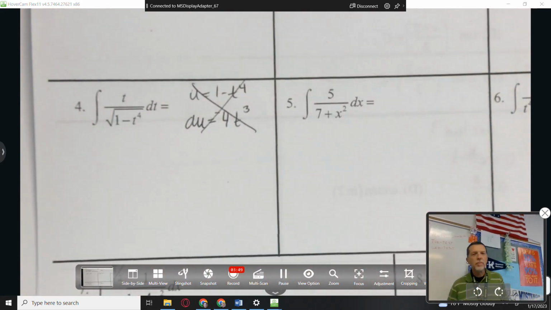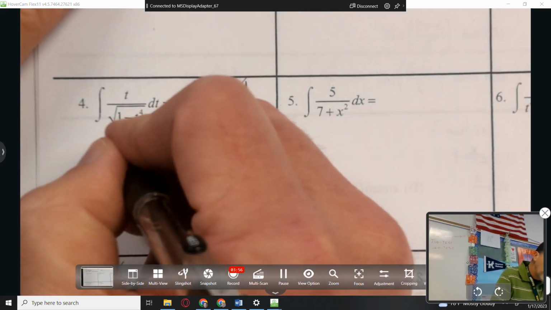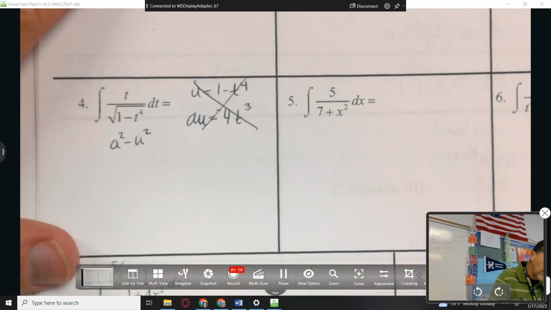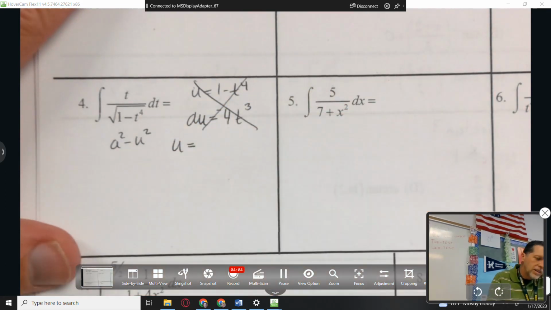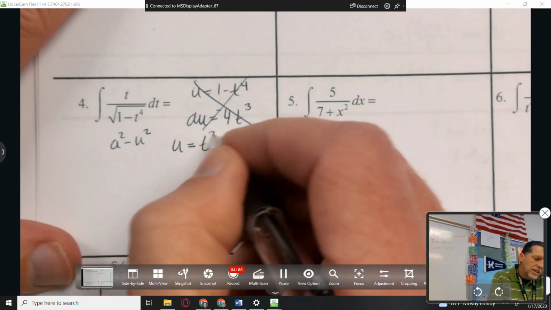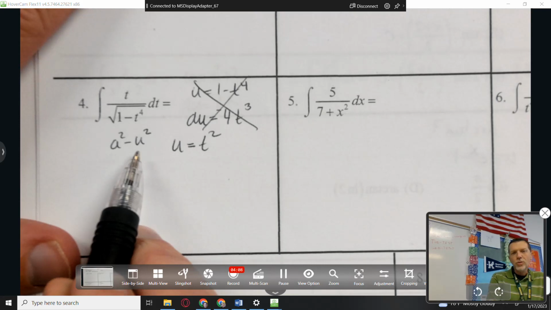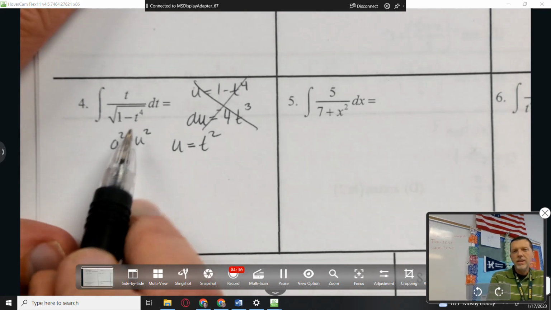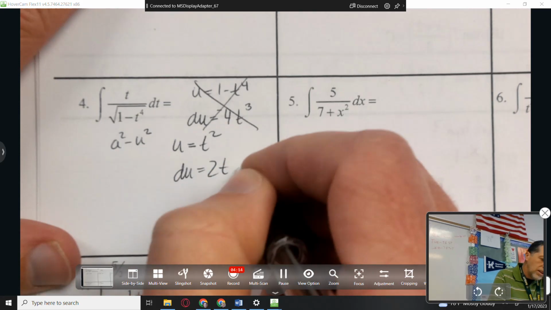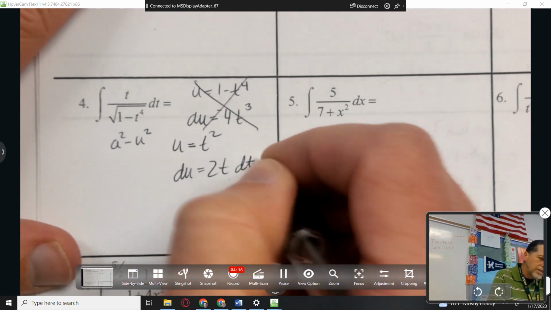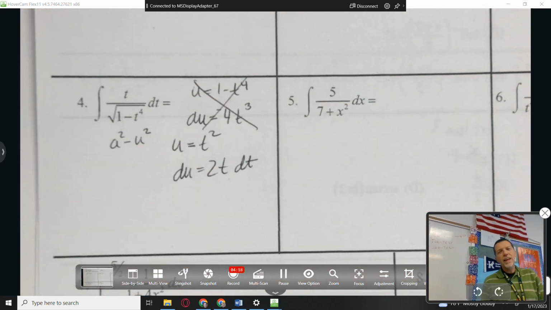But wait, I recognize arc sine. It does look a little bit like arc sine. Arc sine is a squared minus u squared. So what would u need to be to make arc sine work? There needs to be a t squared. If u is t squared, then u squared would be t to the 4th. Du is 2t dt.